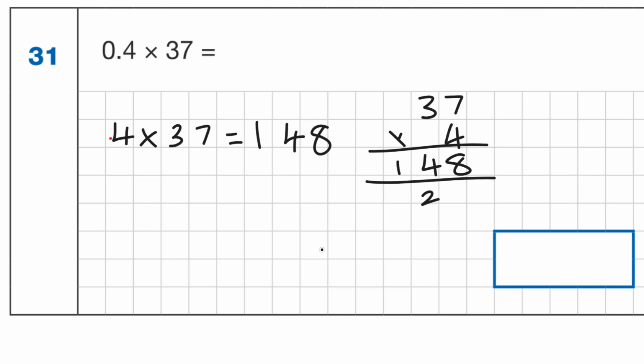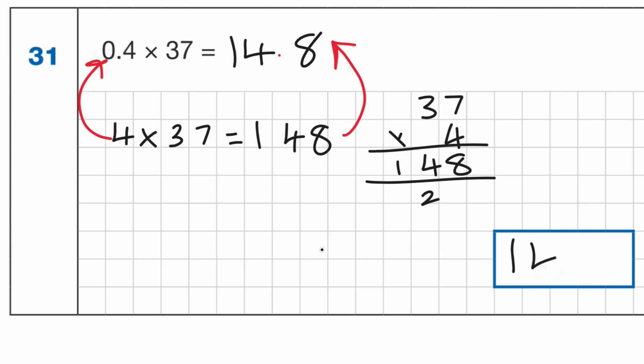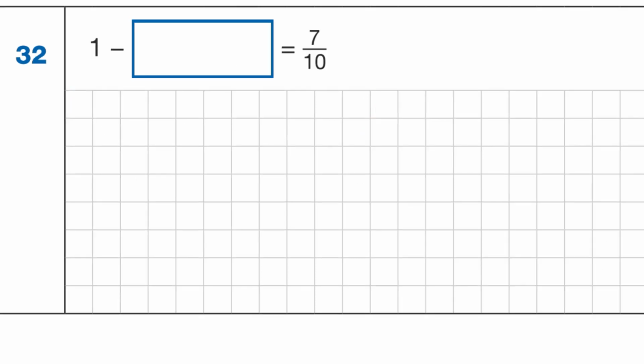Now look at 4 and 0.4. 0.4 is 10 times smaller. That means this answer needs to be 10 times smaller. So it's going to be 14.8. Okay, can you see that? 0.4 is 10 times smaller than 4, so my answer needs to be 10 times smaller. That is my final answer. Remember to write the correct final answer in. Don't write in 148. 14, make your decimal point very clear, 0.8.